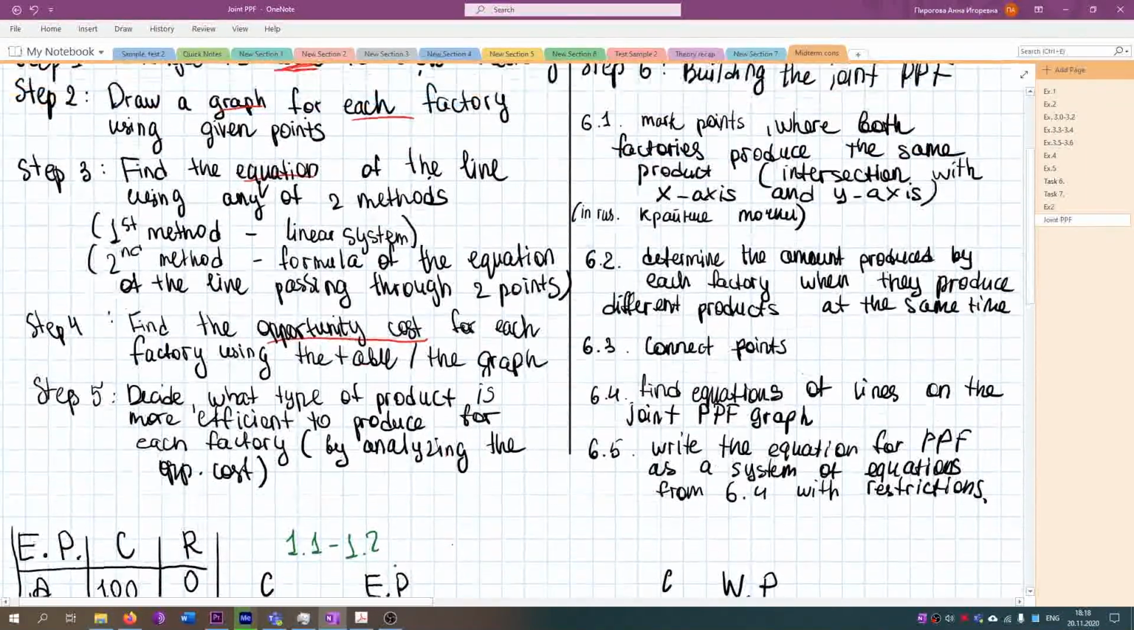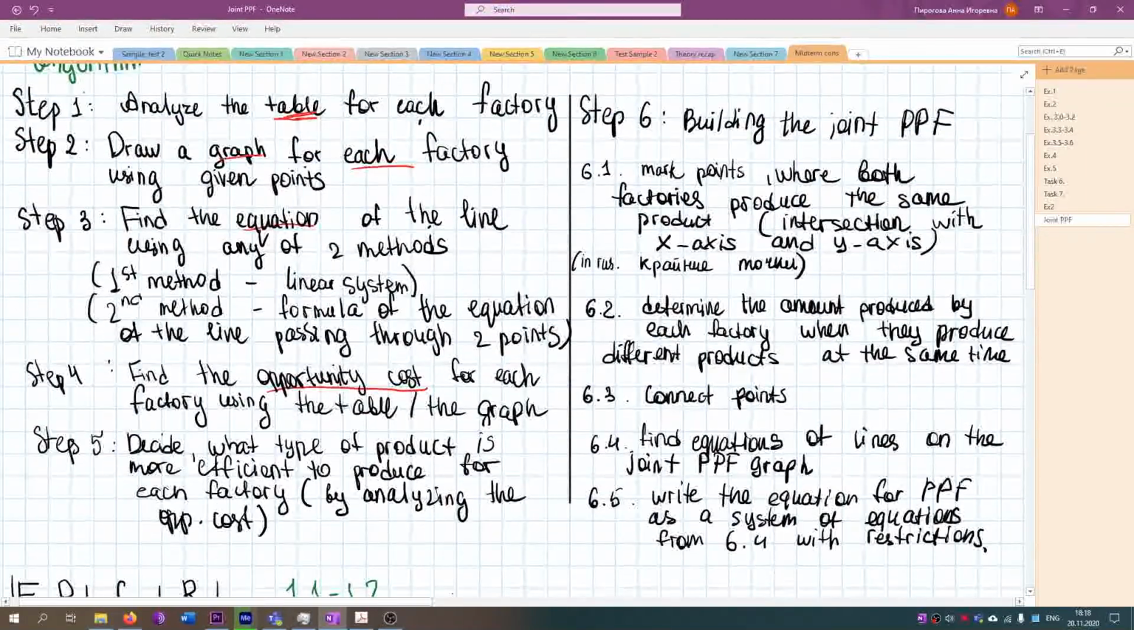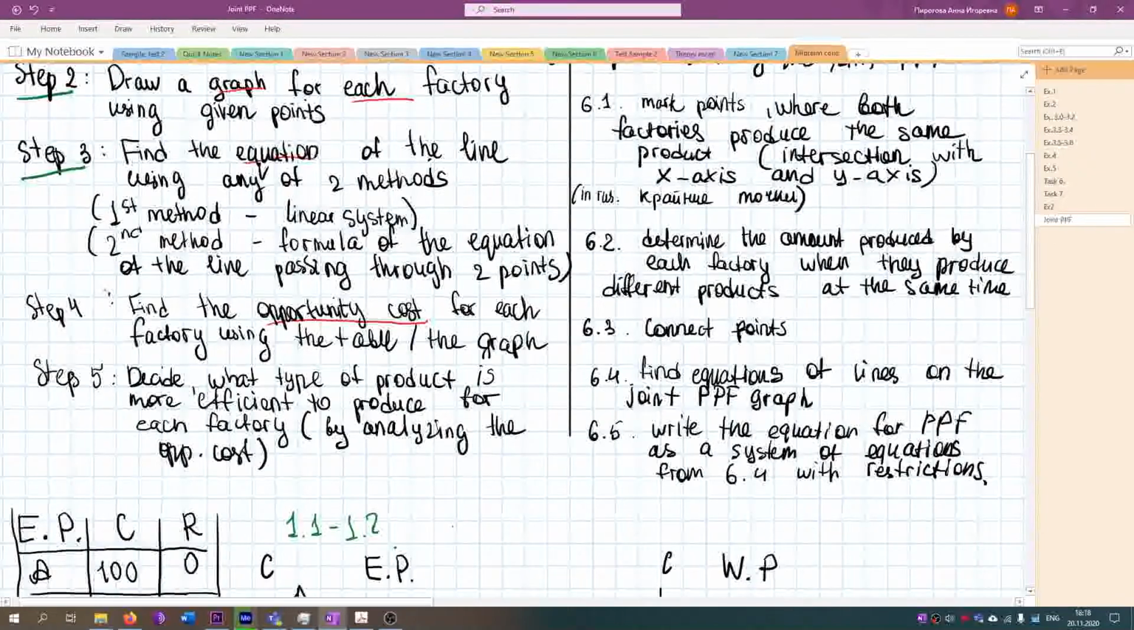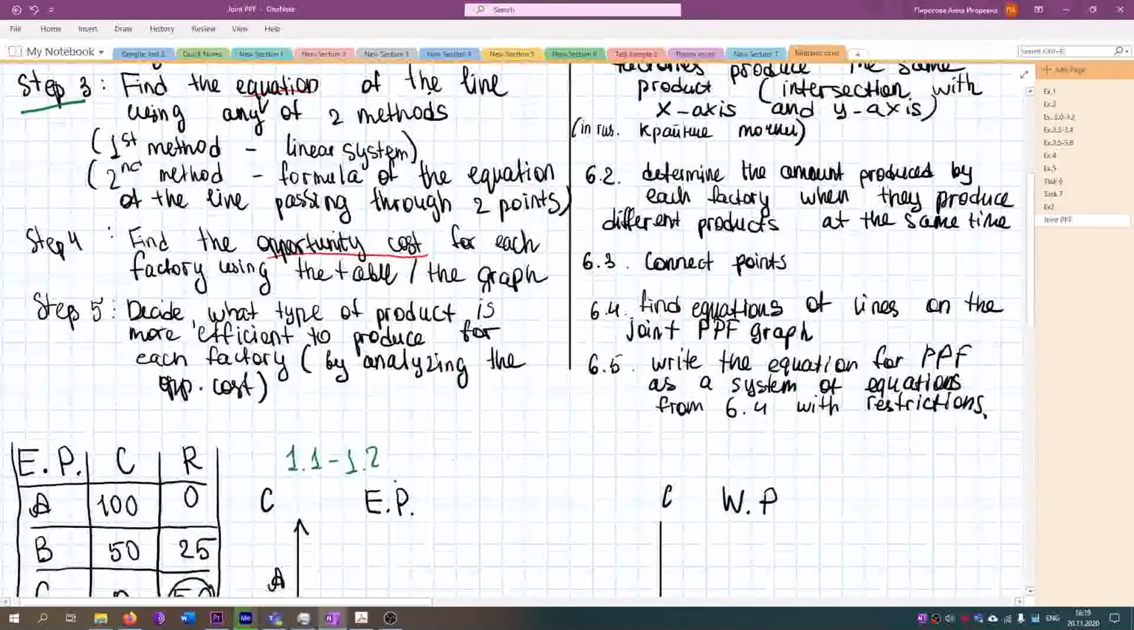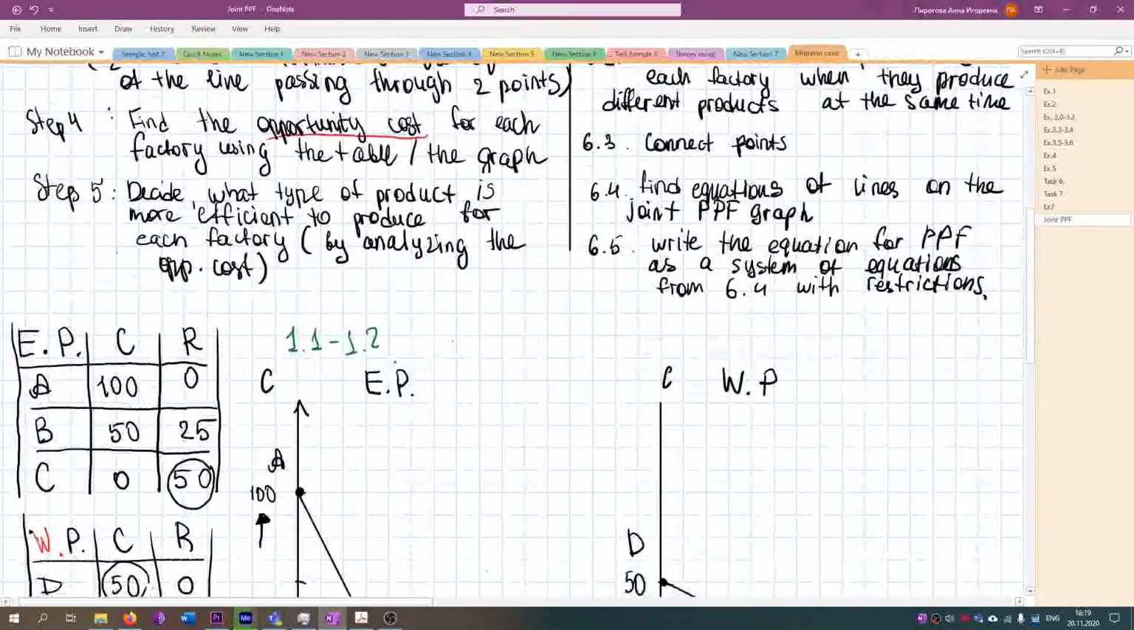So we are done with this step, and the third step. Now let's consider the fourth step. We need to find the opportunity cost for each factory using the table or the graph. So let's use the table.